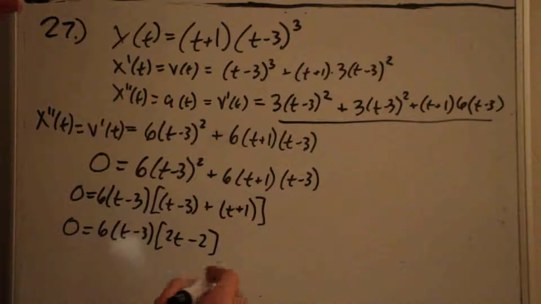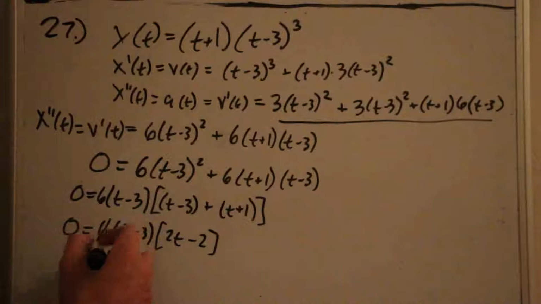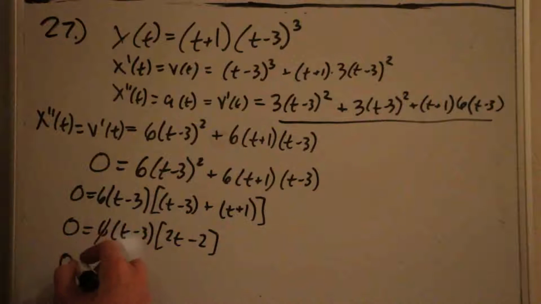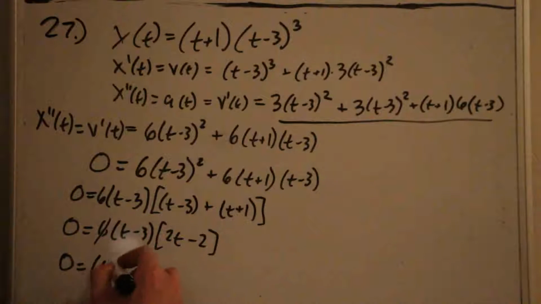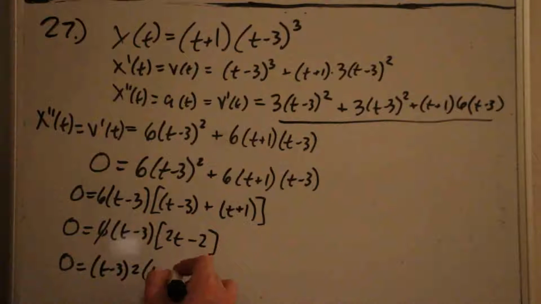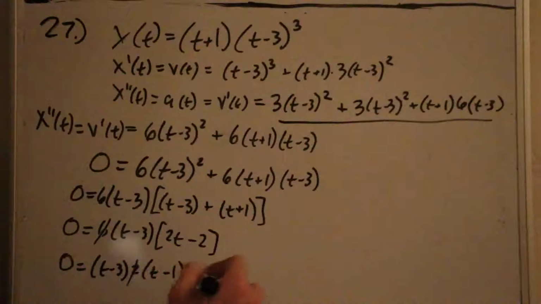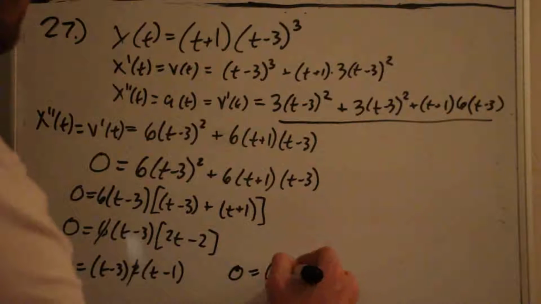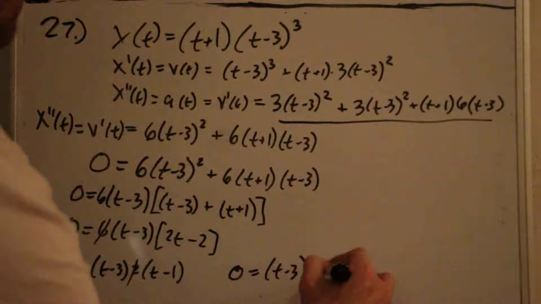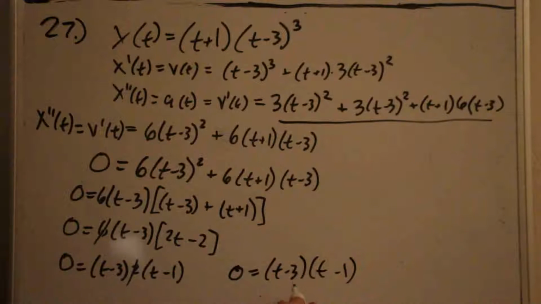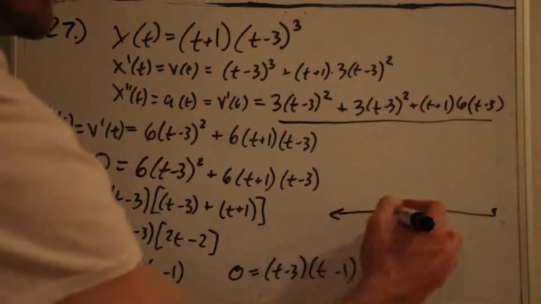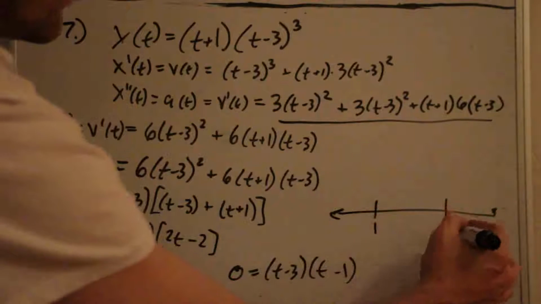Alright, now I want to simplify further. I can get rid of this 6 because that's not changing anything, and I'll pull a 2 out of here. So this becomes 0 equals t minus 3 times 2 times t minus 1, right? Then I can pull that 2 out of there as well. So then I look at it a little bit more clearly. 0 equals t minus 3 and then t minus 1. So clearly my zeros are at 3 and 1. So I draw a line here and I do 1 and 3.